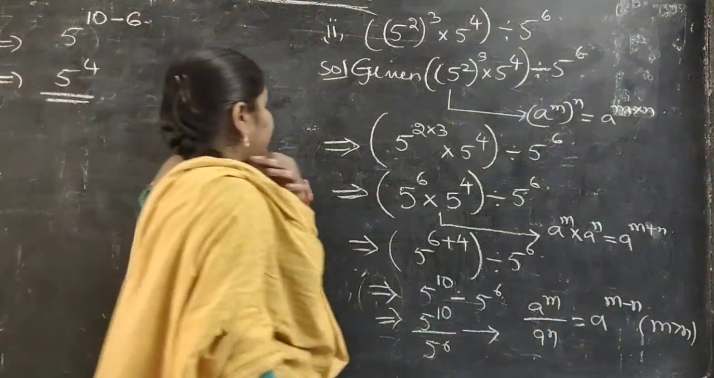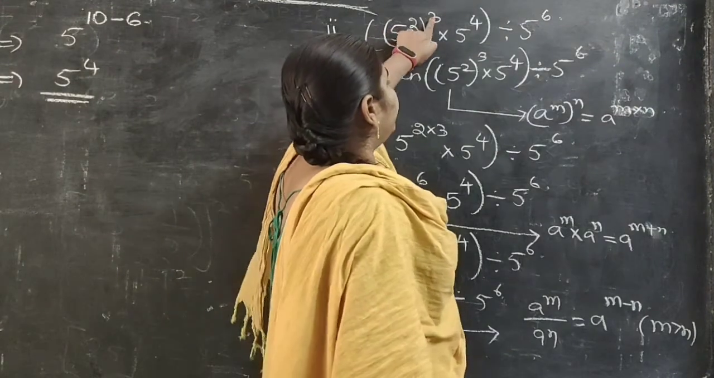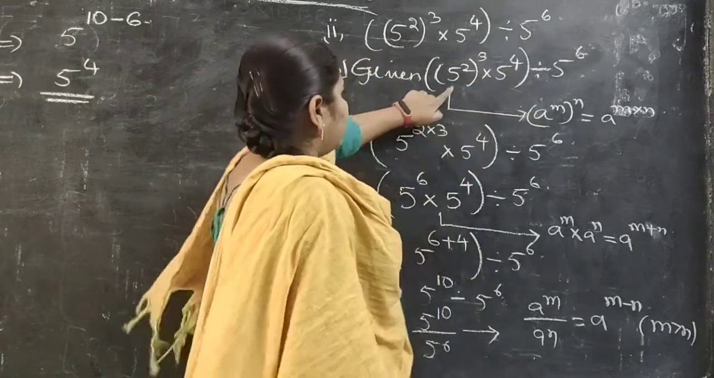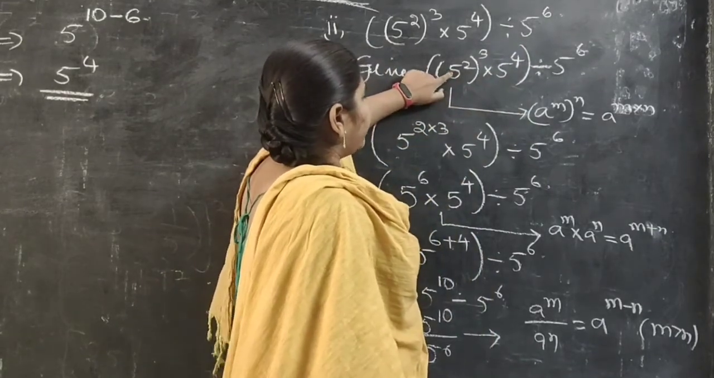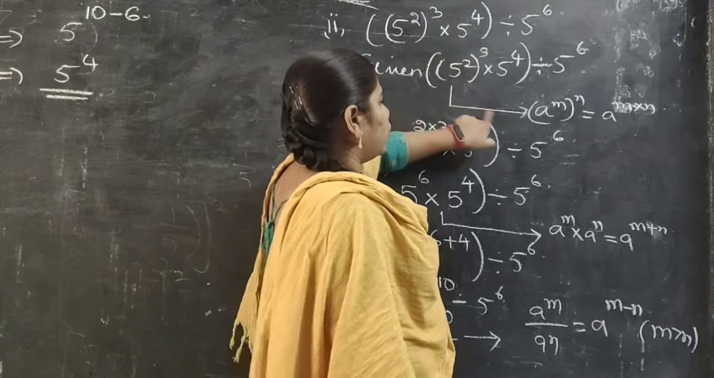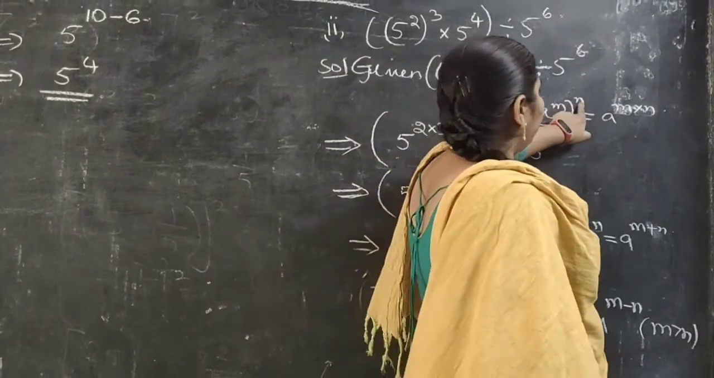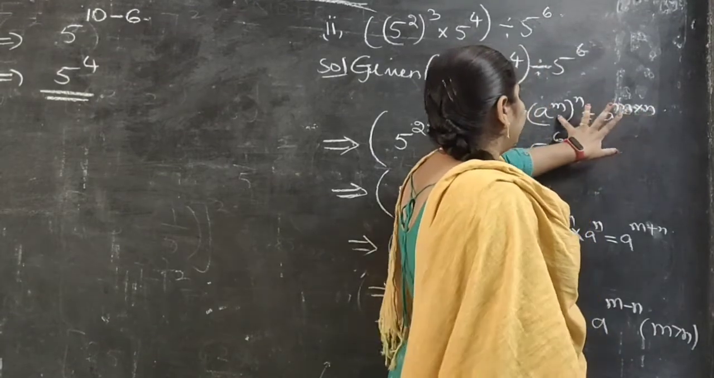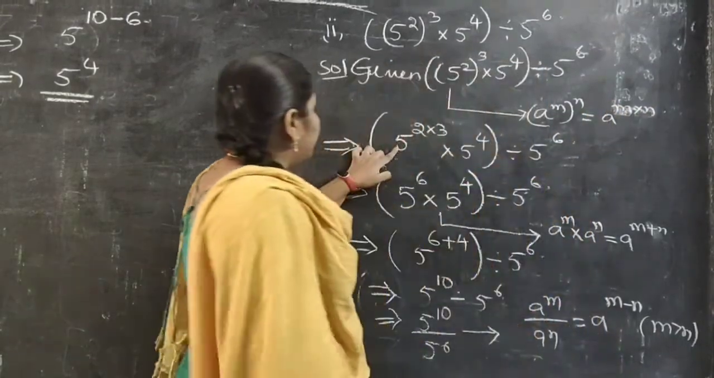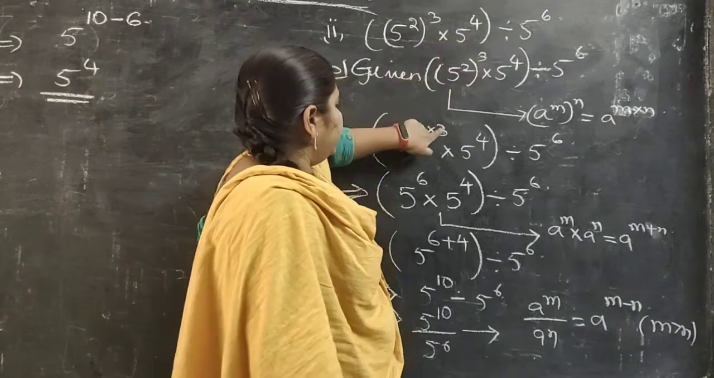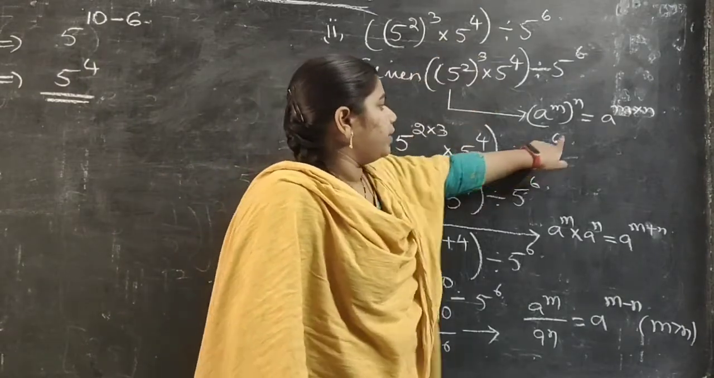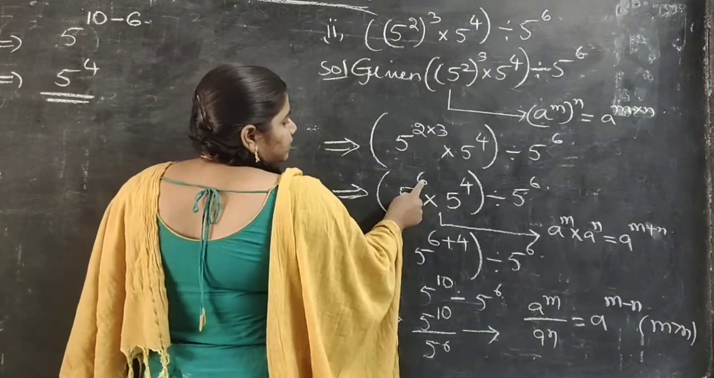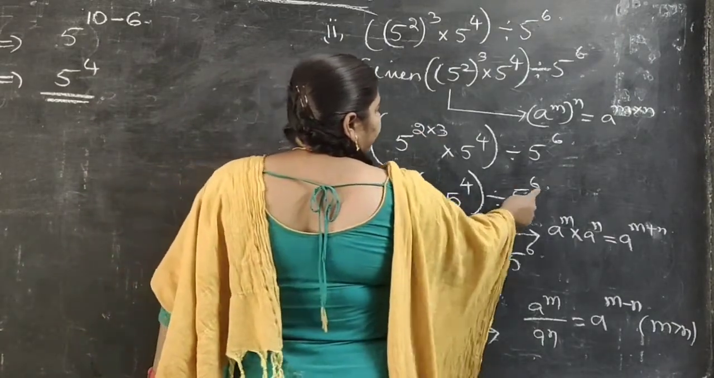So once again see here, 5 square whole cube into 5 power 4 divided by 5 power 6. Now this value 5 power 2 whole power 3 is in the form of a power m whole power n. So we can write the formula as a power m into n. So I have converted this value into this form. That is 5 power 2 into 3 into 5 power 4 divided by 5 power 6. Multiply this, 2 3s are 6. 5 power 6 into 5 power 4 divided by 5 power 6.